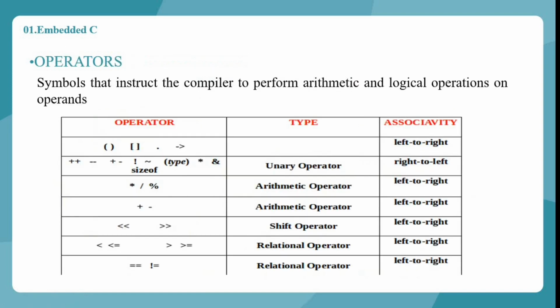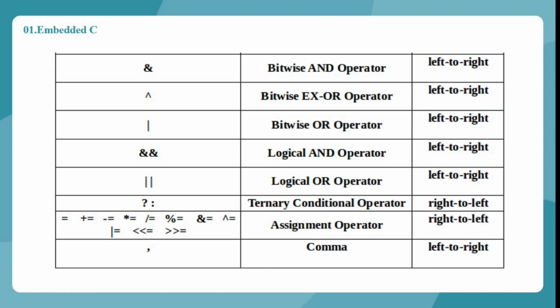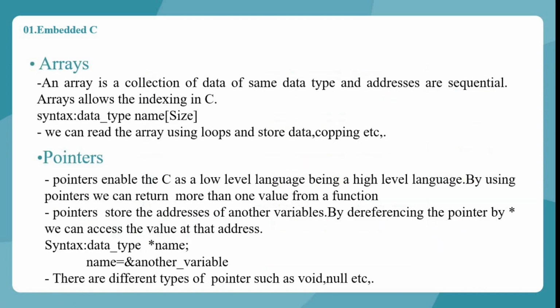Operators. Symbols that instruct the compiler to perform arithmetic and logical operations on operands. This is the list of operators that the C language supports. Here I have given them in order based on their precedence. This is the associativity of the operators, and based on the precedence we have to simplify the expressions. These are the list of operators.